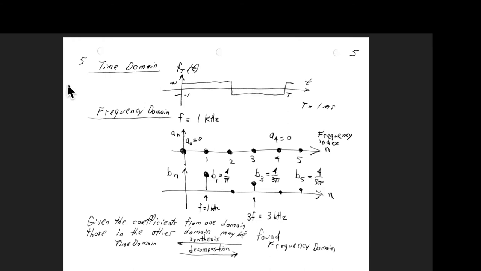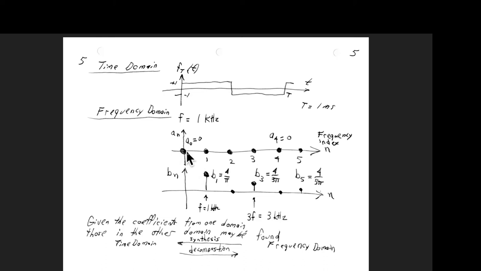Now, for that example on the previous page, the time domain is this waveform, plus 1 to minus 1, f of t versus t, T is 1 millisecond. The corresponding frequency domain for that waveform is f equals 1 kilohertz. For f equals 1 kilohertz, there are these coefficients, the A coefficients, which you'll see later, but here the A's are really the cosine coefficients, and the B's are the sine coefficients.